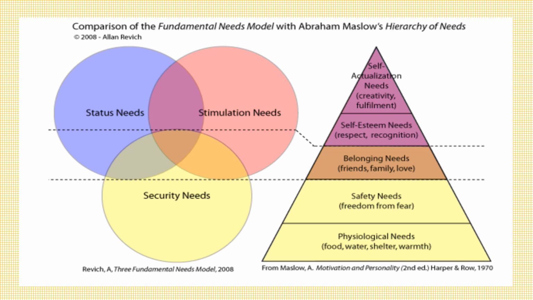As we can see from the left-hand side, the needs can be divided into three kinds, which are status needs, stimulation needs, and security needs. However, on the right-hand side, we can see from the top to the bottom, there are five kinds of needs, which are self-actualization needs, self-esteem needs, belonging, safety, and physiological needs. Specifically, safety needs mean freedom from fear, and belonging needs mean friends, family, and love. In conclusion, the two models are similar in showing humans' different kinds of needs.